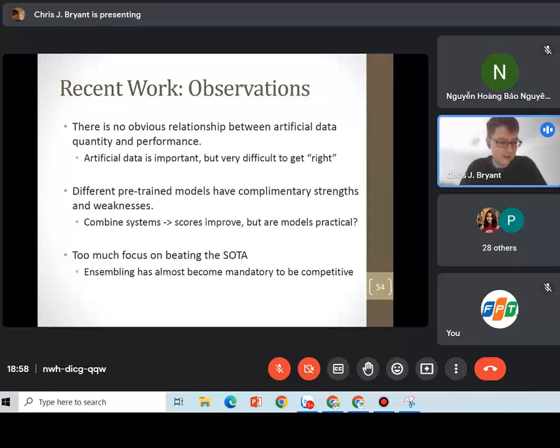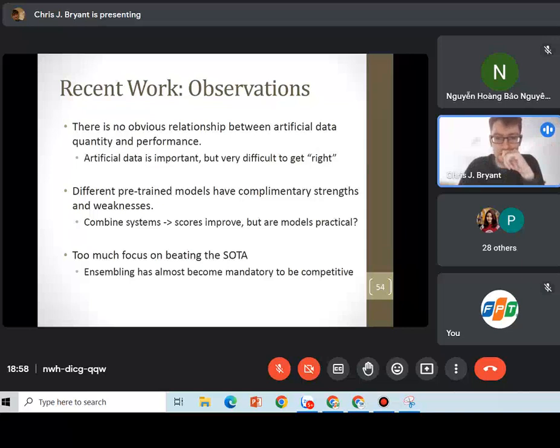Some observations. There is no obvious relationship between artificial data quantity and performance. It's very difficult to generate good artificial data. I mean, it's easy to generate, but then you want to constrain it in a way that it matches human errors. And so it's not practical. If you just delete random words, then that's not the kind of errors learners make. Learners aren't just going to delete random words. They always delete very specific words for very specific reasons, either based on their first language or whatever.